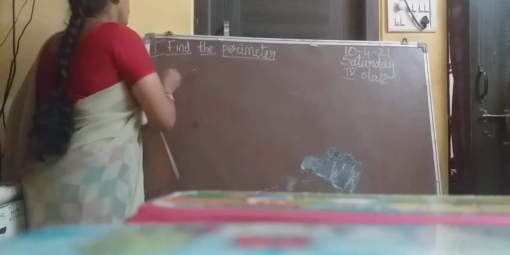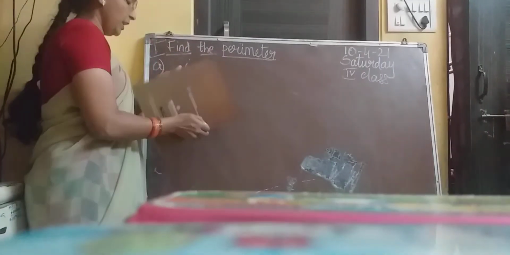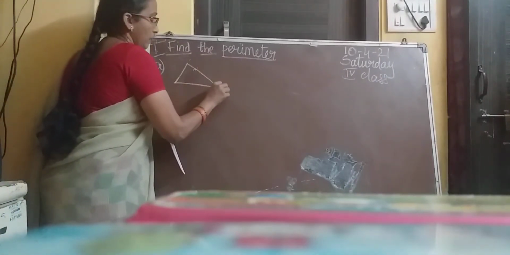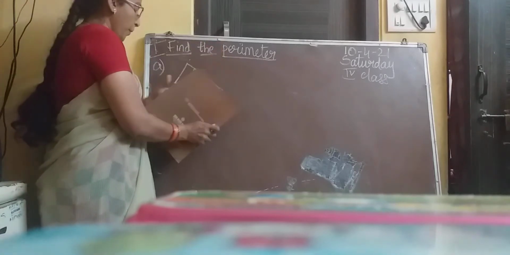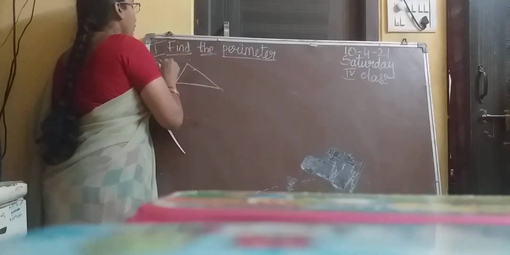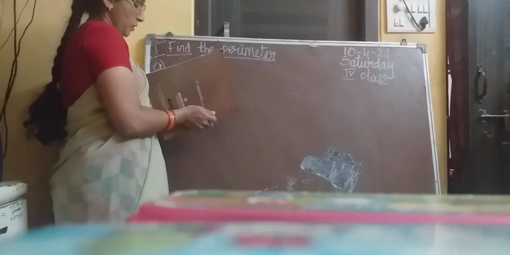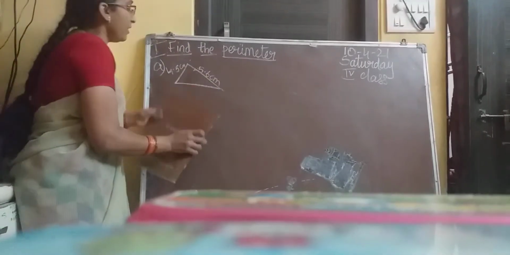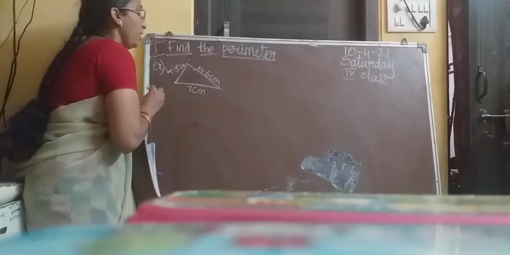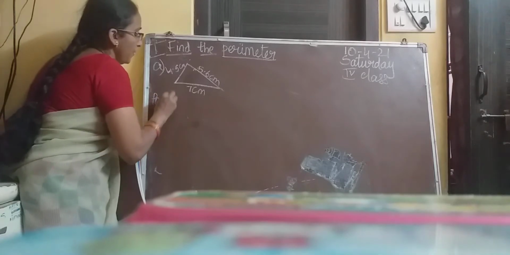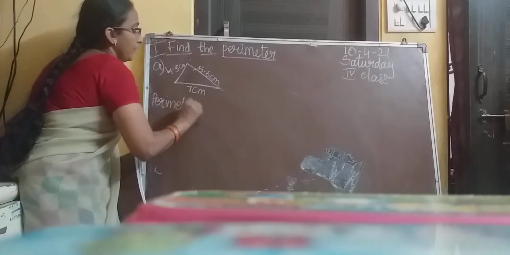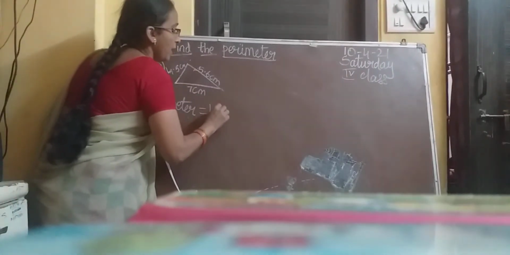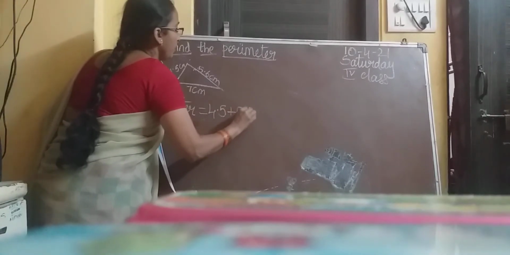What figure am I giving you? See, they gave you a triangle. Like this. This is 4.5 centimeters. This is 5.6 centimeters. And this is 7 centimeters. Now what is the perimeter, you see? Perimeter is equal to, you are going to add this: 4.5 plus 5.6 plus 7.